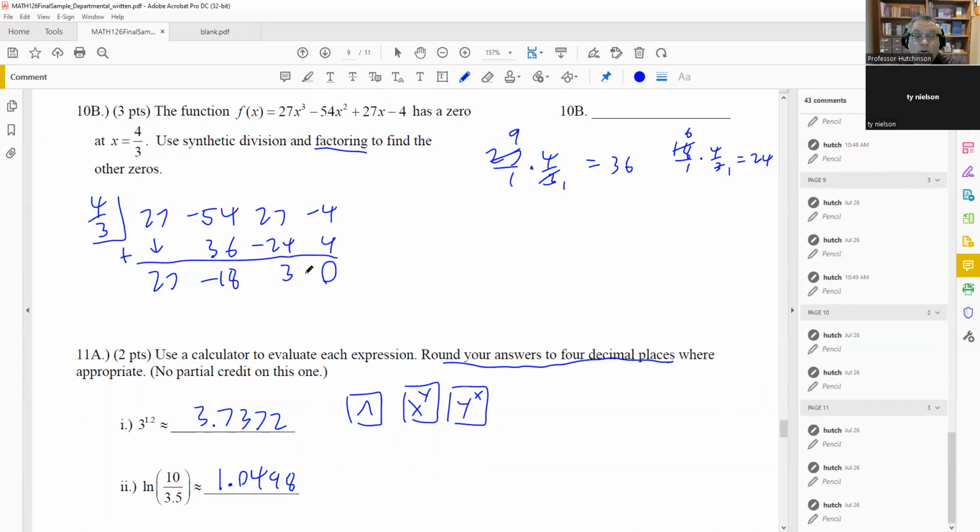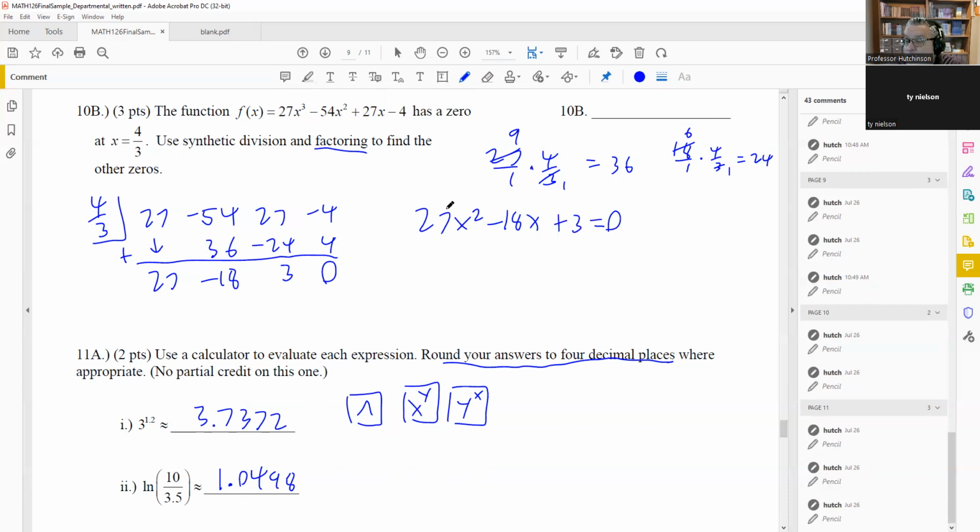Now, if you don't get a 0, that means you want to go back and check your work. That means there's something you did wrong, because they're always going to give you a number where you should get a 0 as the remainder. So if you don't, then you made a mistake. Go back and check it. What we have left now is 27x squared minus 18x plus 3 equals 0.